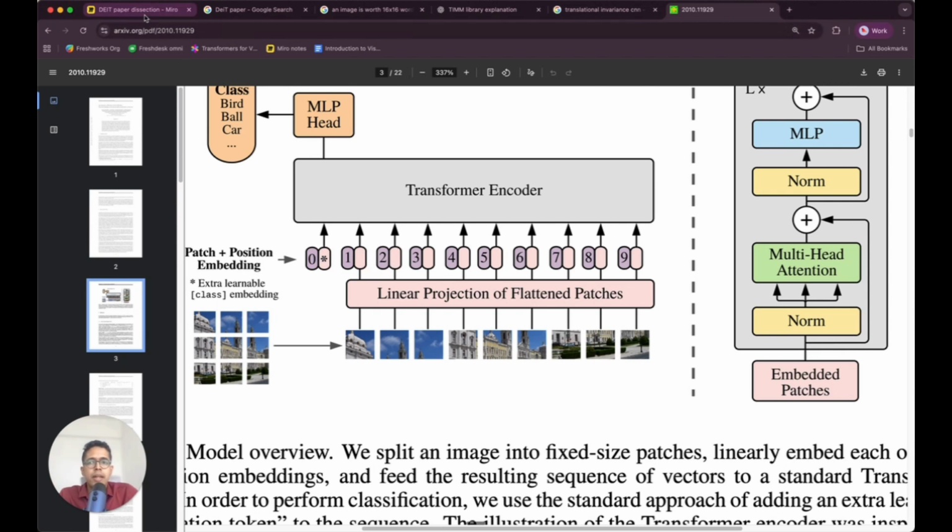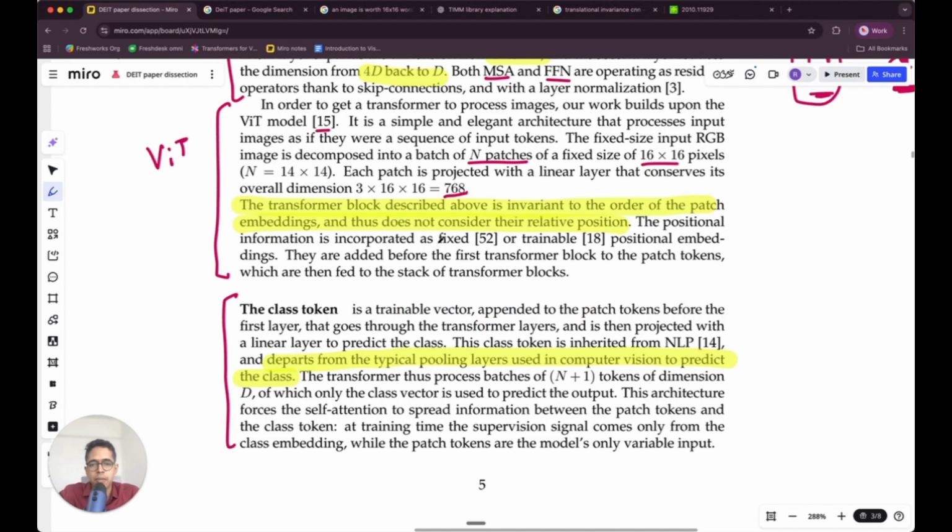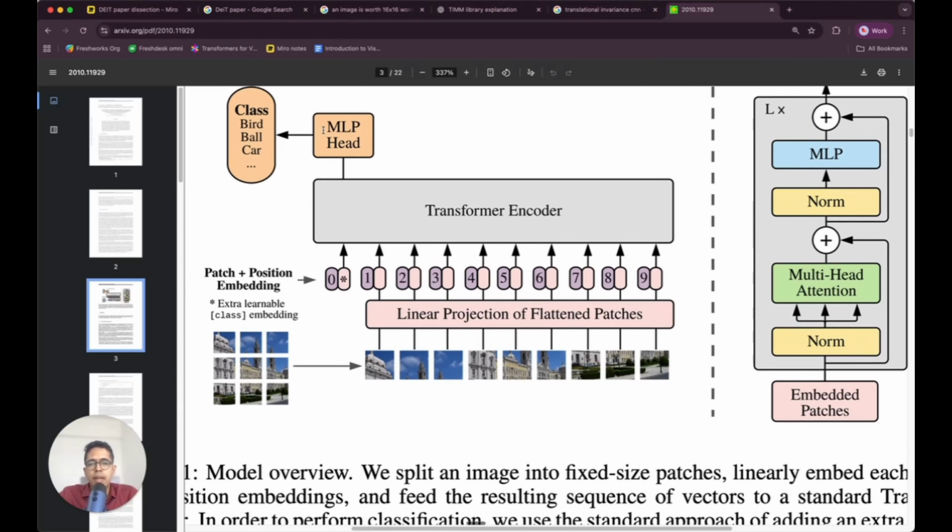So the position embedding is also a 768-dimensional vector. So it's appended. In the original transformer paper, they use the word prepended. Basically the same. You are appending at position number 0, or you are prepending to an existing sequence. And then it is projected with a linear layer to predict the class. So what is this projection? Multi-layer perceptron head, MLP head.